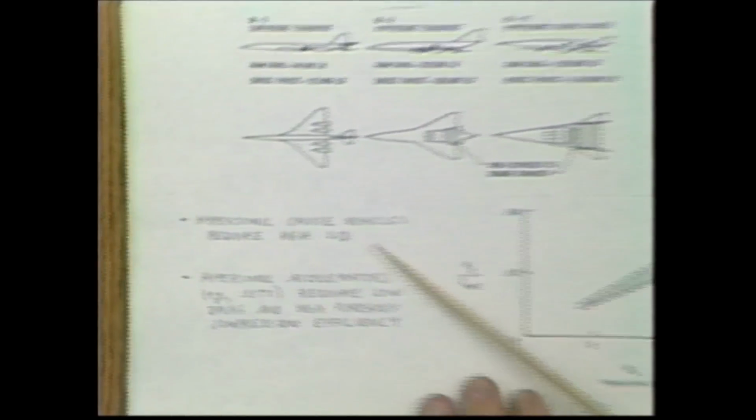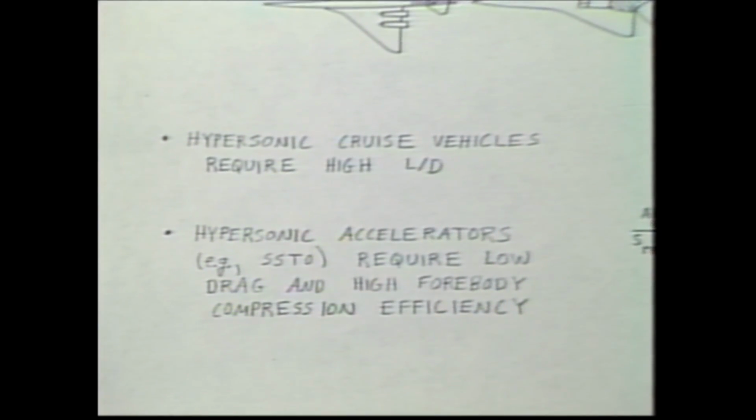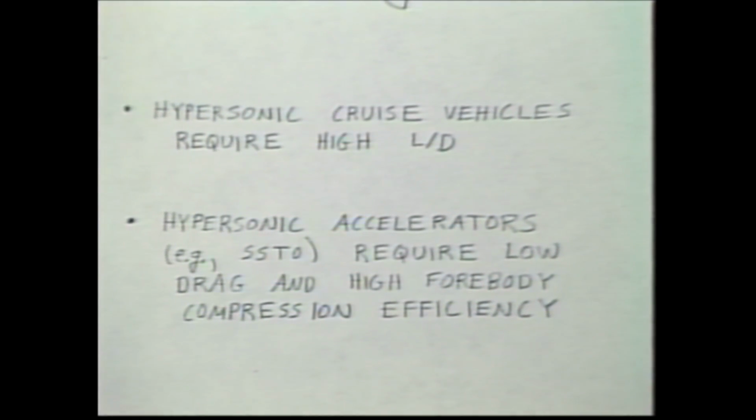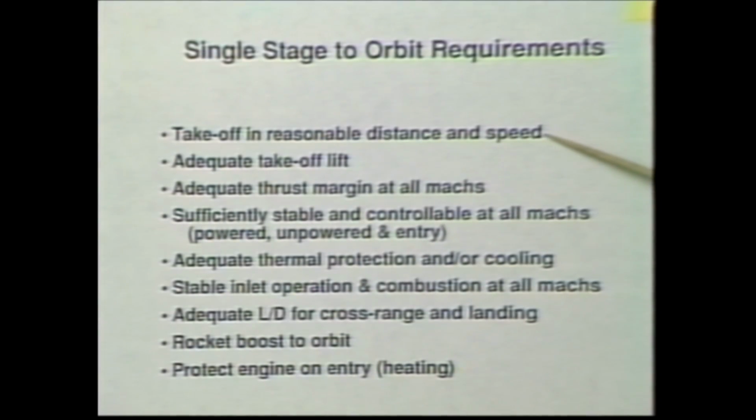Typically, hypersonic cruise vehicles require high lift-to-drag ratios. Wave riders have been mentioned for that. Hypersonic accelerators, on the other hand, require low drag and high forebody compression efficiency, and a number of other things we'll talk about shortly. Some single-stage orbit requirements. Takeoff is a very important requirement, and it's a tricky one to have a good hypersonic shape that also takes off. Adequate thrust margin at all Mach numbers. Transonic tends to be a problem, and extreme hypersonic Mach numbers are also.